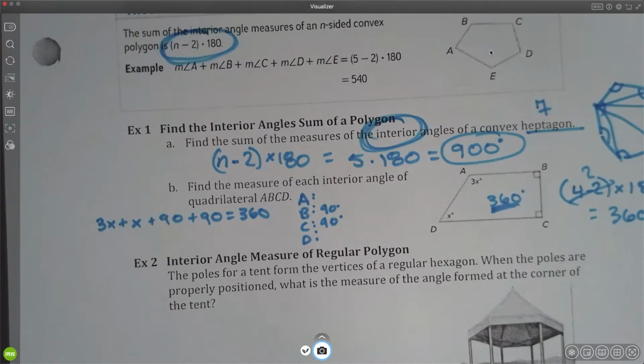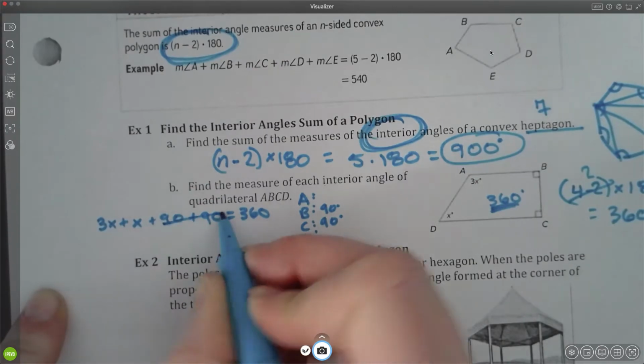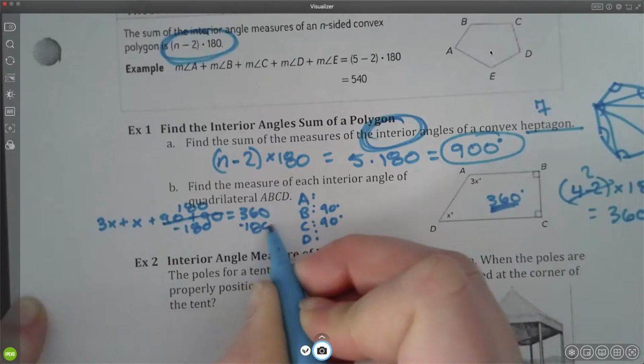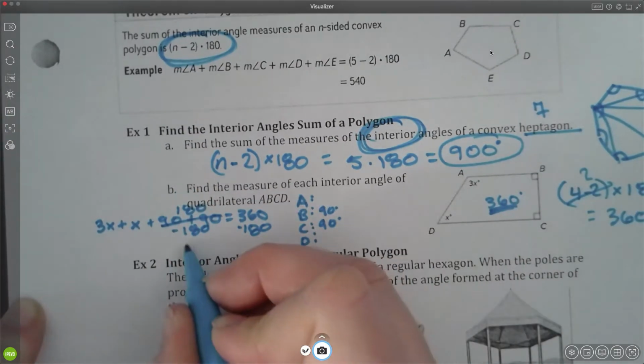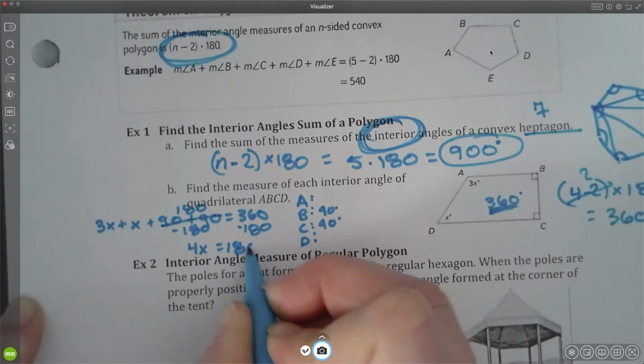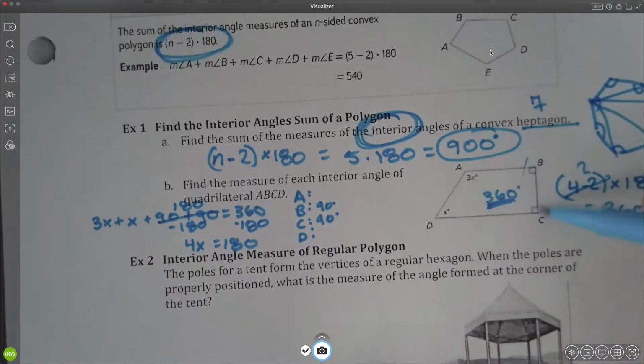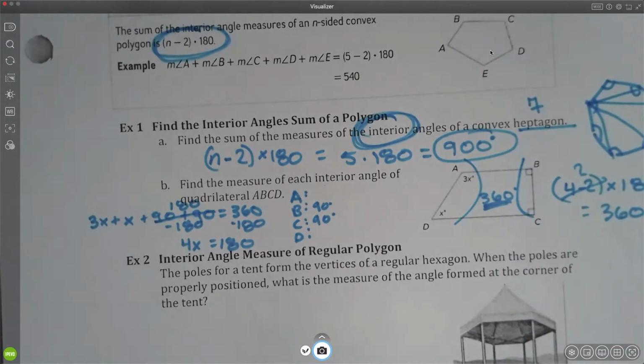Now, we could have done that a little shorter because if I have 2 90-degree angles, this takes out 180 degrees, so 3x and x have to be the other 180, right? Does that make sense? But we'll just do this. 90 and 90 makes 180. Subtract the 180. 3x and x makes 4x equals 180. Just like we just said, if this is 180 degrees, then this is going to be 180 degrees. Right? If 4x is 180, what's x?